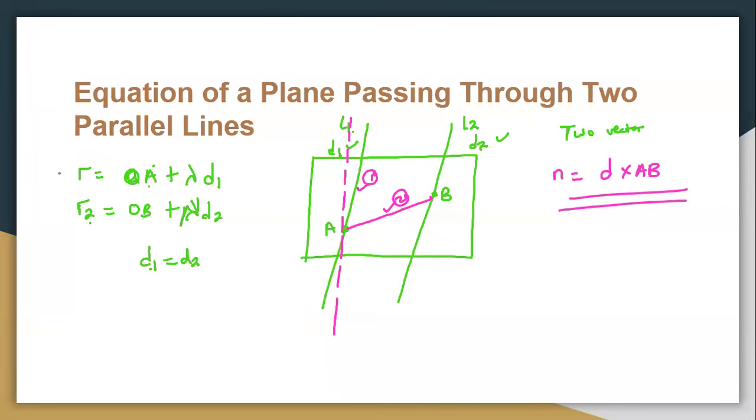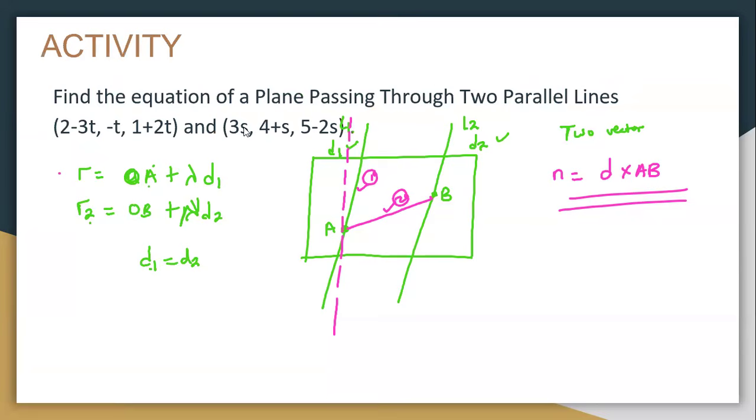So can't you get the norm and equate it to n is equal to d2 times BA? It is okay. You get the same answer. Thank you. Yes, okay. We are going to start with this.